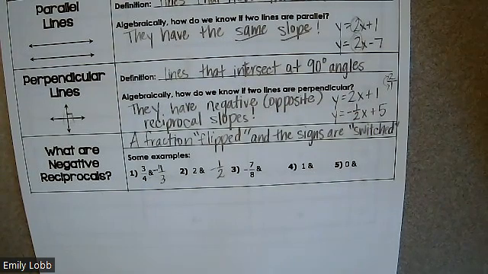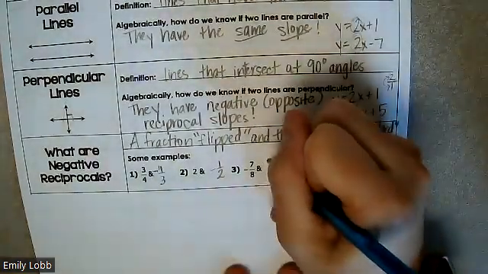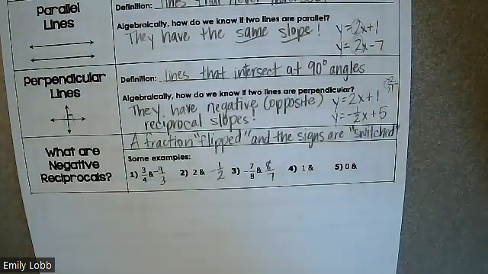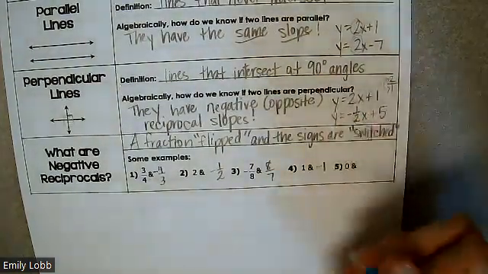What's the opposite reciprocal of negative 7/8? Excellent. How about 1? Good. It's negative 1. That one's funny, right?